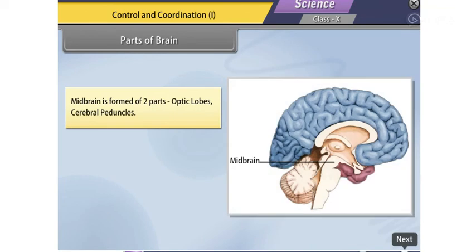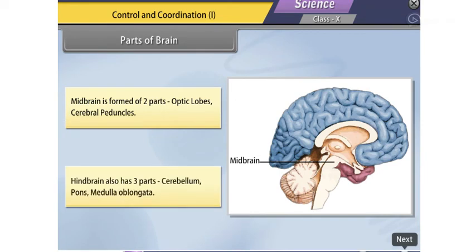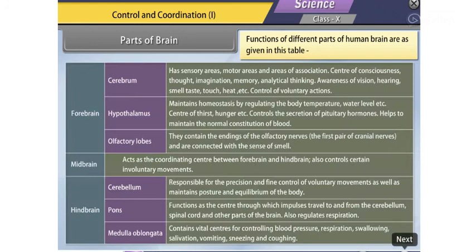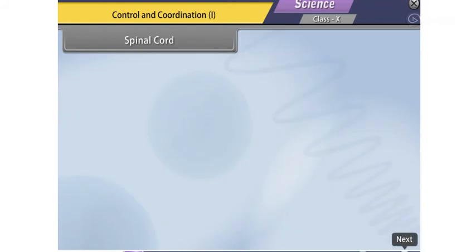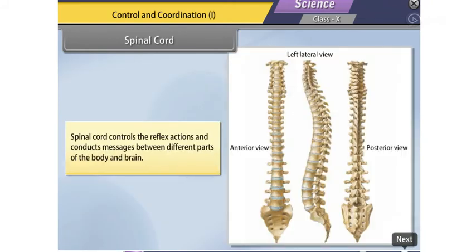Midbrain is formed of 2 parts: optic lobes, cerebral peduncles. Hindbrain also has 3 parts: cerebellum, pons, medulla oblongata. Functions of different parts of human brain are as given in this table. Spinal cord. Spinal cord controls the reflex actions and conducts messages between different parts of the body and brain.